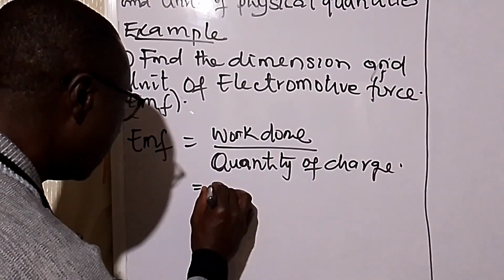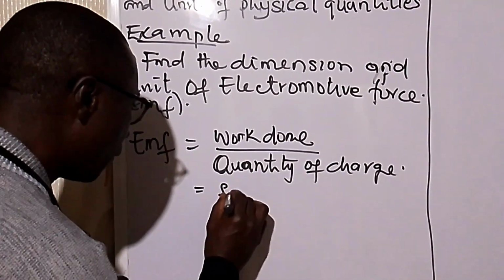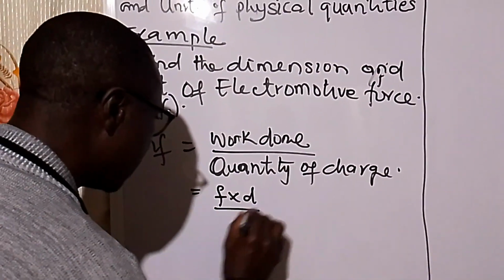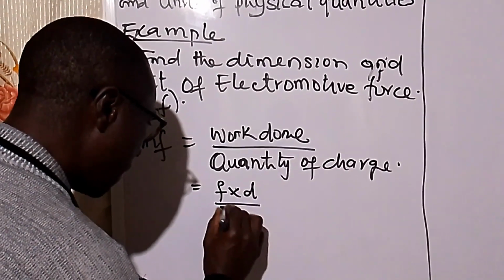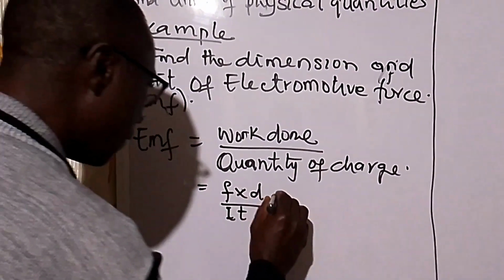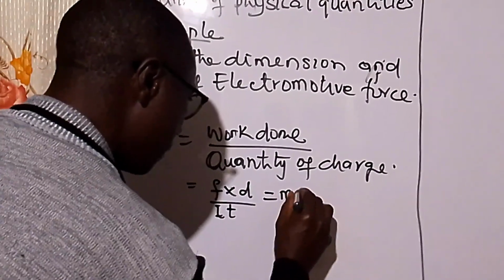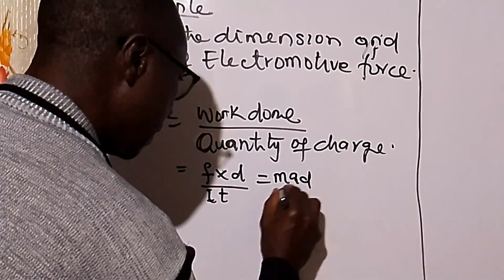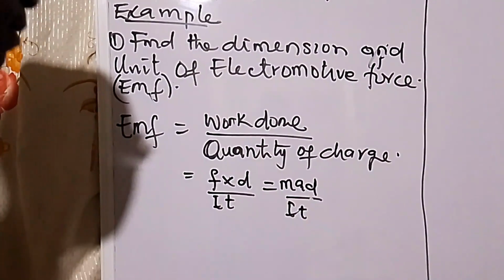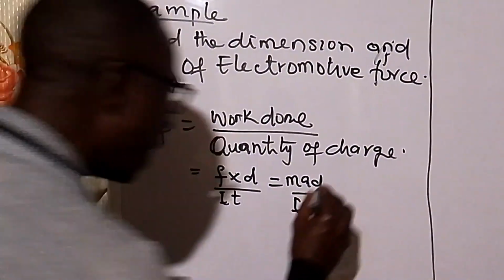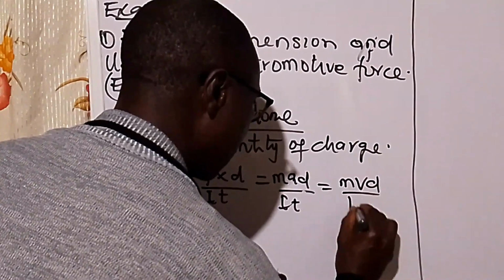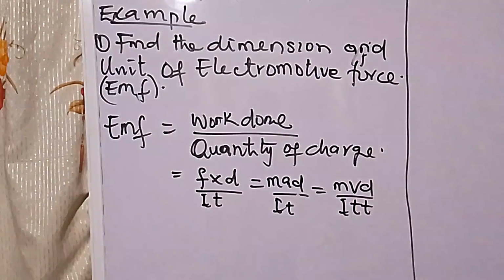Now, work, as usual, is what? Force multiplied by distance. And quantity of charge is current multiplied by time. Force is still derived. We need to reduce it. Force is equal to ma. Then that will be m a d over it. A is still derived, which is acceleration. And the formula for acceleration is what? Velocity over time taken. That will be it.